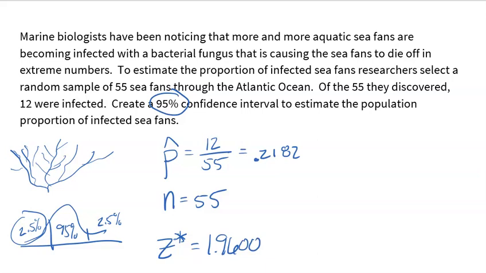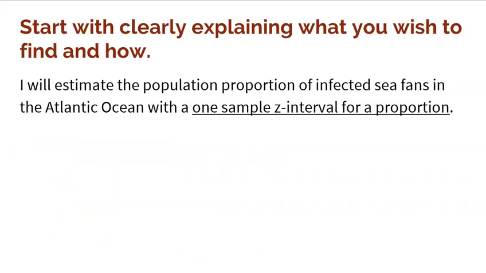Now with those 3 numbers, it's really easy to actually construct a confidence interval, but let's go through all 4 steps, because knowing all 4 steps is really important. The first step is that you have to clearly state the name of the interval you are finding. This is called a one sample z interval for a proportion. And the proportion we are trying to find is the population proportion of infected sea fans in the Atlantic Ocean. So don't forget to use that context and be very, very specific. So we are using a one sample z interval to estimate the proportion of infected sea fans in the Atlantic Ocean.